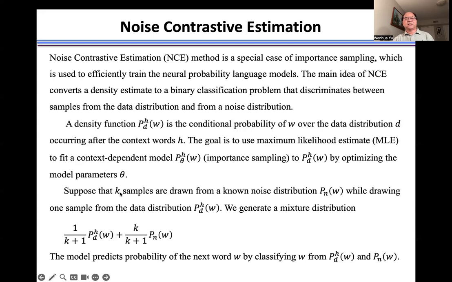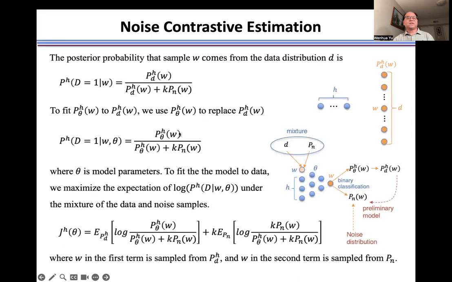Suppose that k samples are drawn from a known noise distribution Pn, while drawing one sample from the data distribution PD. We generate a mixture distribution here. The model predicts the probability of the next word W by classifying words from PD and Pn. The posterior probability that sample W comes from the data distribution D is expressed in this formulation.